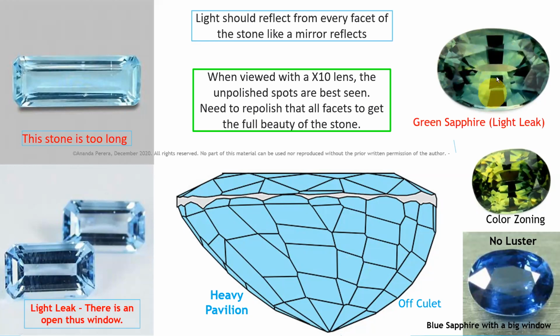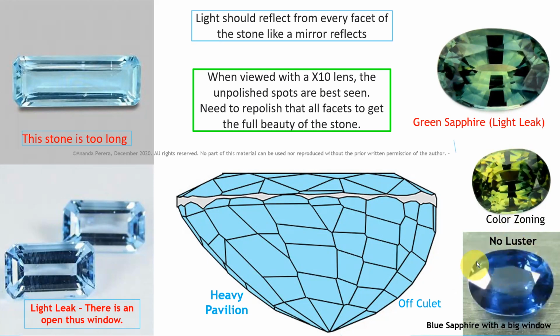Green sapphire, you can see this place and this place is open. There are light leaks, 2 light leaks. So we have to recut this. We have to close these 2 windows. And here also color zoning. This side and that side. Color zoning because of the cutting error. Color is dividing.